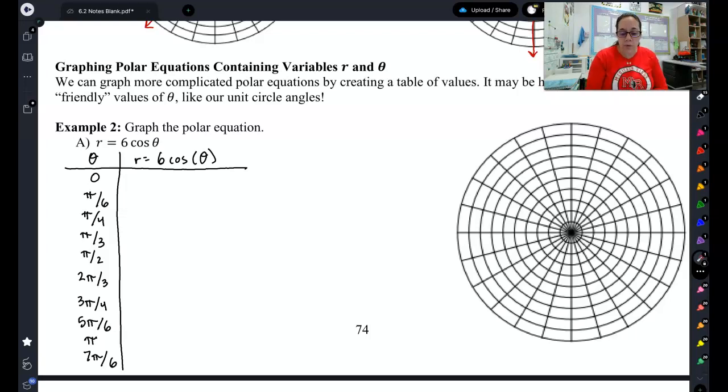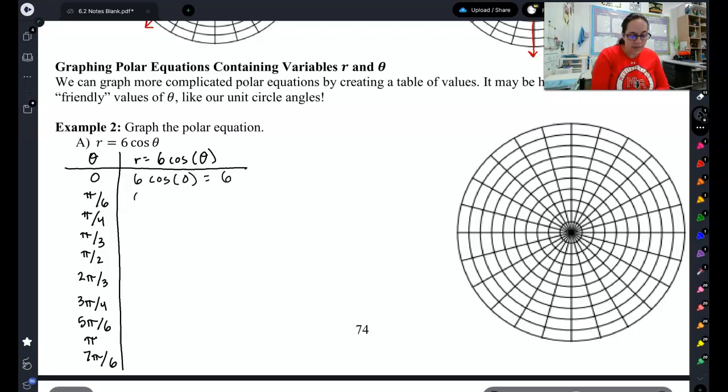Now, what we're going to do is take each of these angles, make sure your calculator is in radian mode, and then all we're going to do is plug this angle into the equation for theta, and then type that into our calculator. So if I type that in, I get 6. Then I move down and do the next one, pi/6.